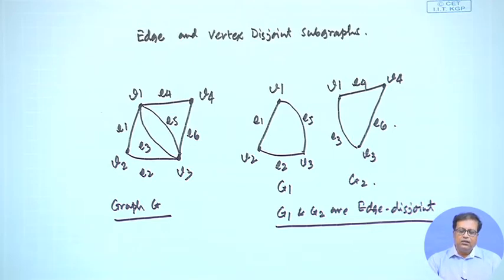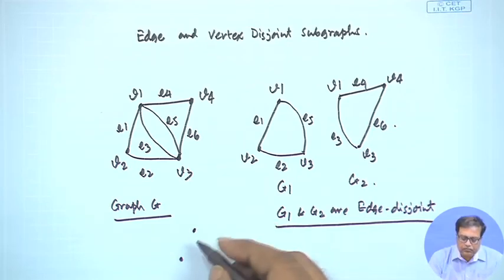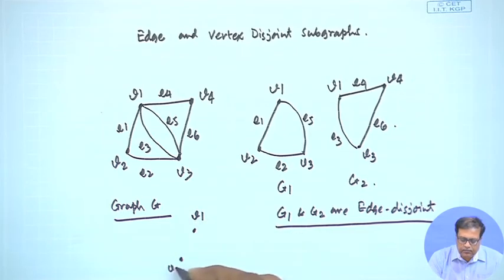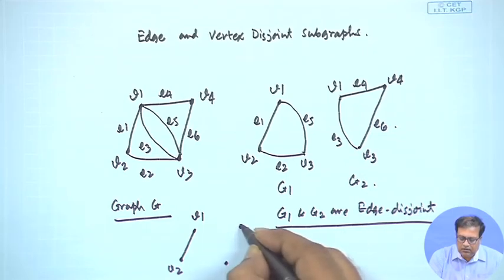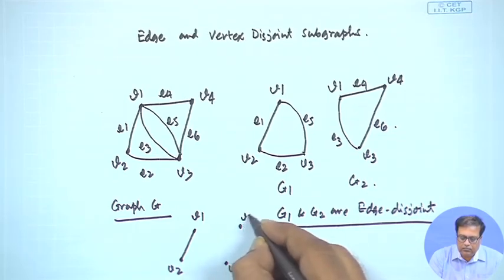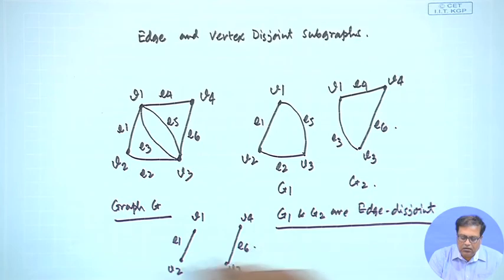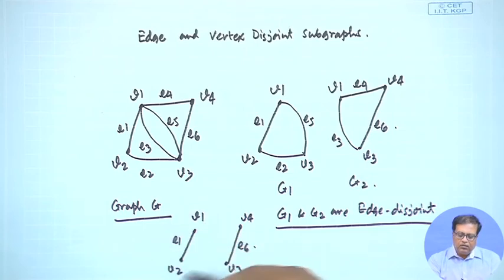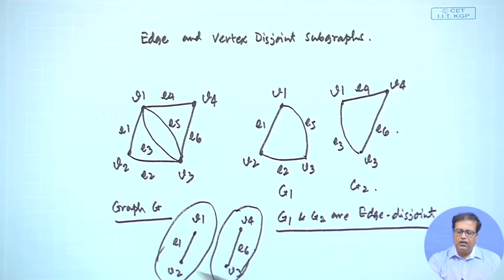Similarly, we can also have vertex disjoint subgraphs. So, maybe we can make, say, V1, V2, this is one connection, and V3, V4, this is the other. So, you see here we are not able to partition the whole thing, but at least what we have done, we have got two vertex disjoint subgraphs out of that graph, right.